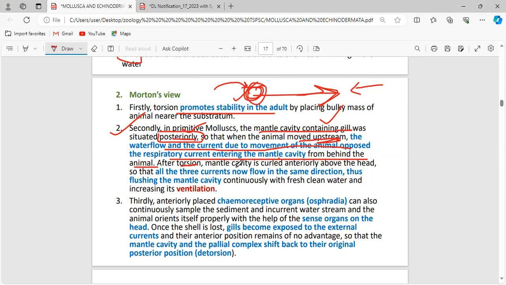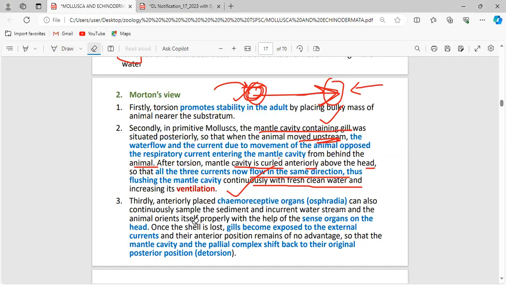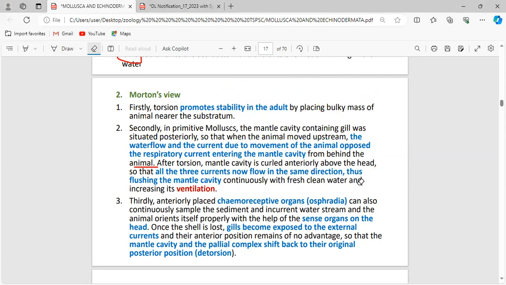After torsion, the mantle cavity will now be present in the anterior region, above the head. So all the three currents now flow in the same direction. Thus, the mantle cavity is continuously supplied with fresh clean water, which increases ventilation. So, because of the change in structure, the animal can also easily respire.